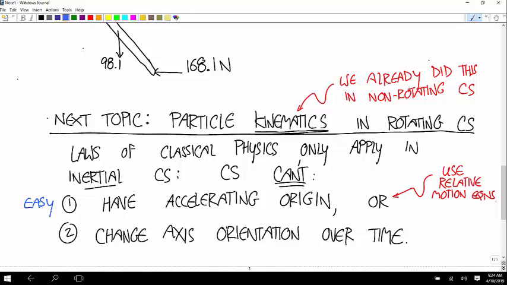Okay. We've been doing relative motion stuff like this whole class. This is the harder one, and this is what we're getting into now.